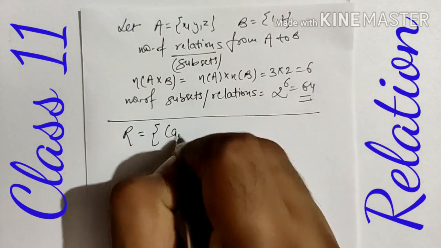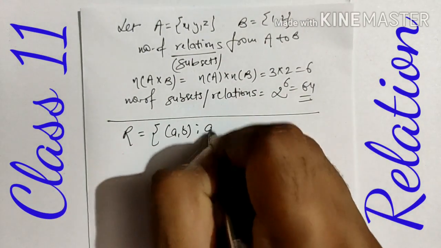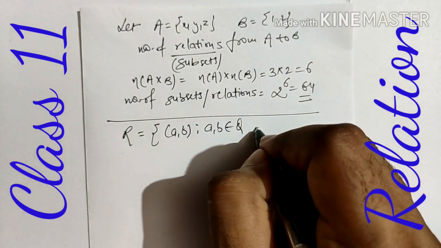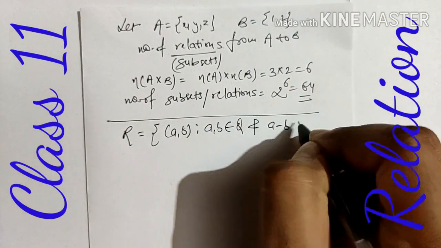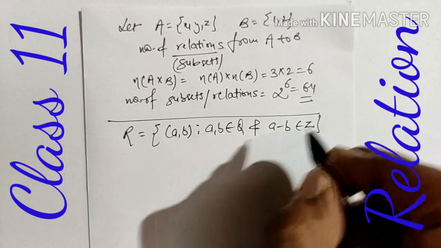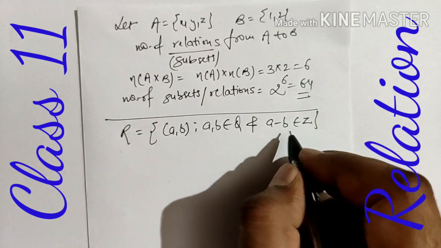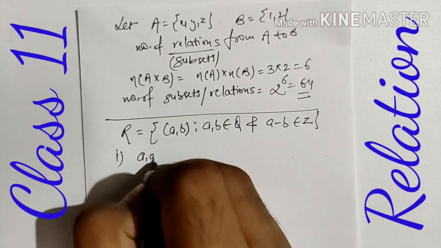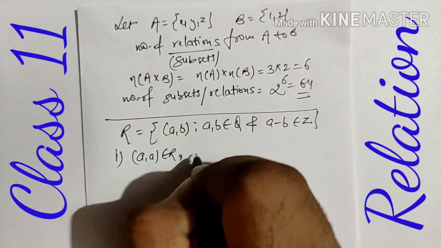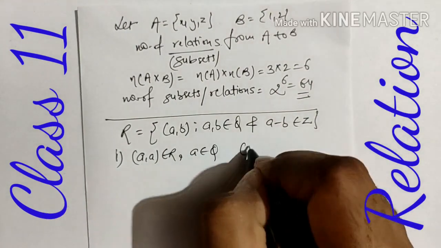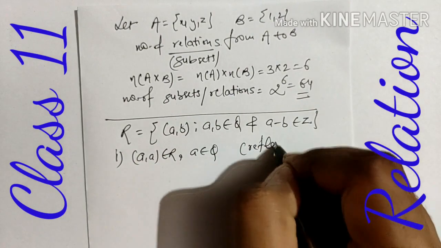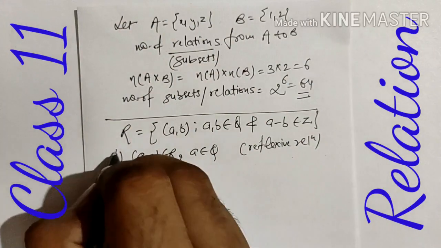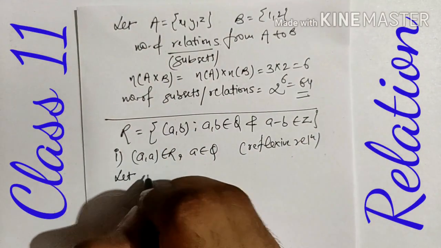Let R be a relation given by (a, b) such that a and b both belong to rational numbers and a minus b belongs to integers. It means the difference of the first and second should be an integer. In the first part we have to prove that the doublet (a, a) belongs to the relation where a belongs to Q. This type of relation is known as reflexive relation.